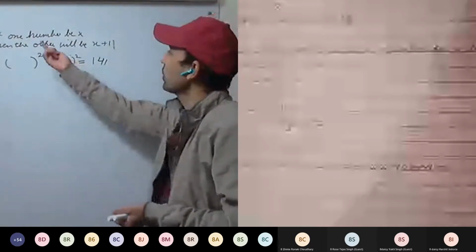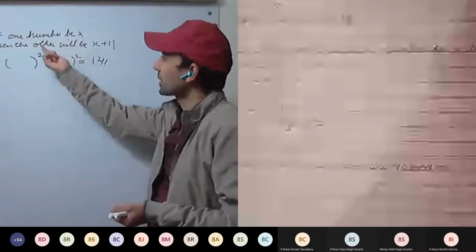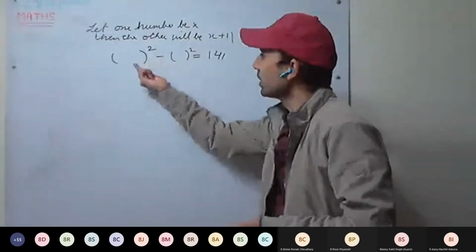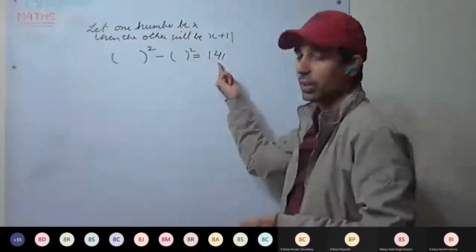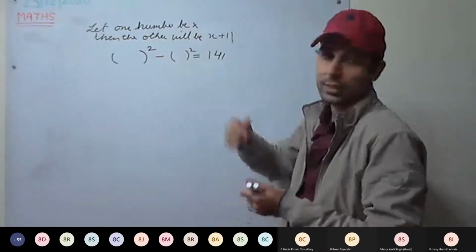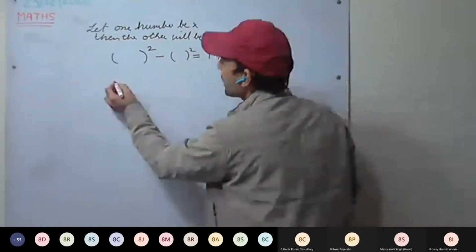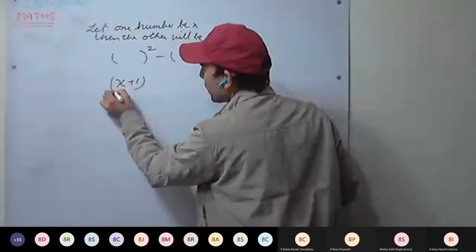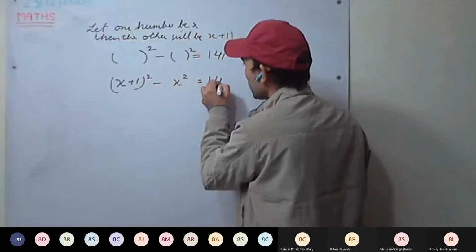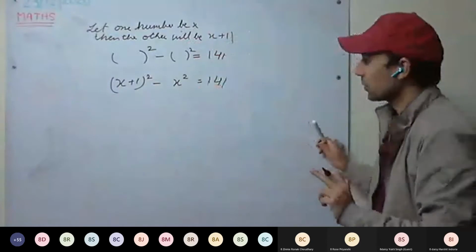Okay. So let the one number be x, then the other will be x plus 1. Now their squares' difference is 141. That means bigger number's square minus smaller number's square. So the bigger number's square will be (x plus 1) square minus x square equal to how much? 141. Always remember this one.